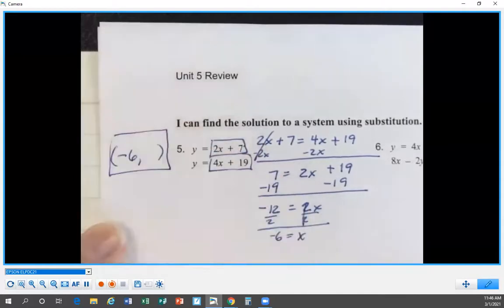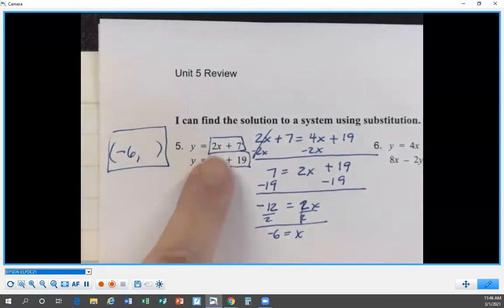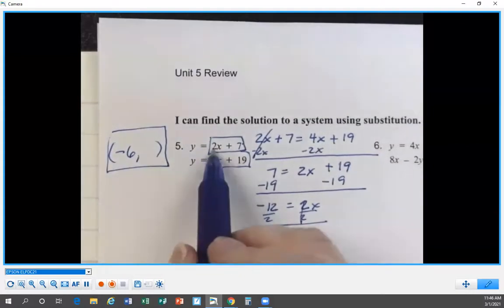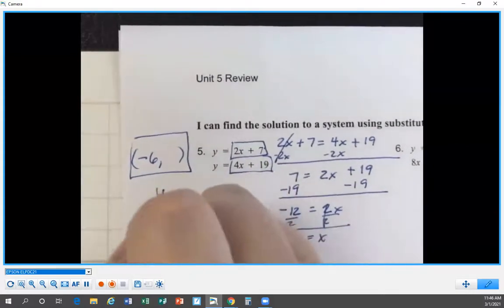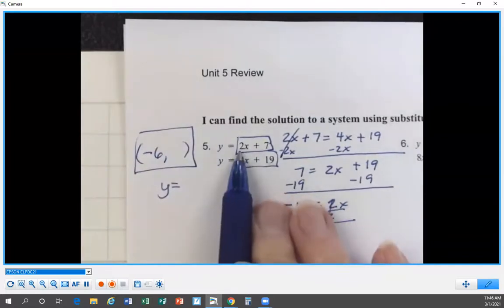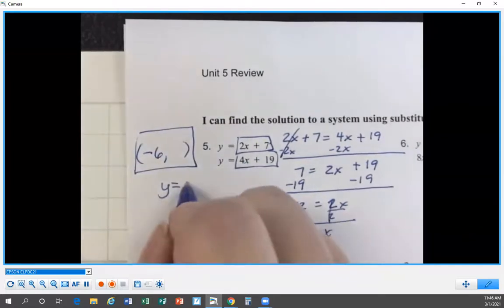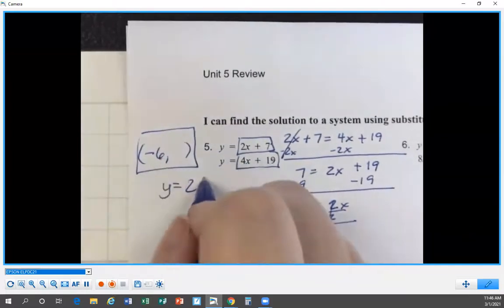So we know the x value is negative 6, and then we can plug that into either one of the equations to solve for the y value. I'll plug it into the top one. So y is equal to, instead of 2x plus 7, I say 2 times negative 6 plus 7.